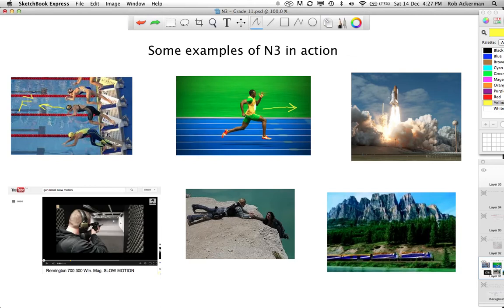How about the rocket ship here? The rocket ship is clearly experiencing a force upward. We can see that by watching any rocket take off. There is gravity down, of course, and we can't ignore that. But for now, I want to keep things simple.